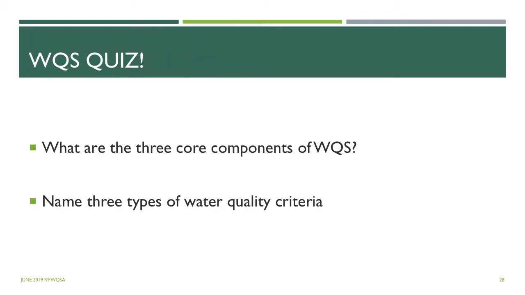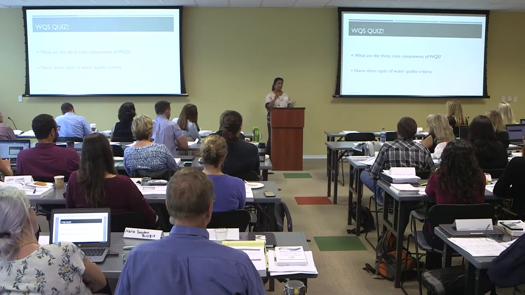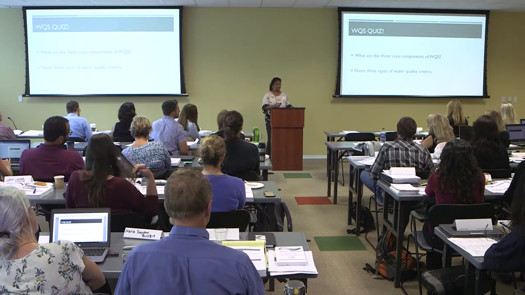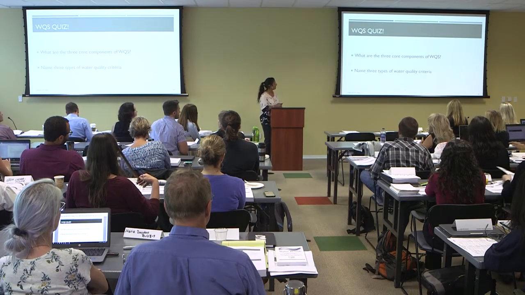What are the three core components of standards? Just yell them out. Yeah, you got it. Okay, uses, criteria, and anti-degradation. All that mumbling, I think I heard it. Three types of water quality criteria. I think this was going for like aquatic life, human health, that sort of thing, but that's okay, you guys got it. It was literally 30 seconds ago that we talked about it.